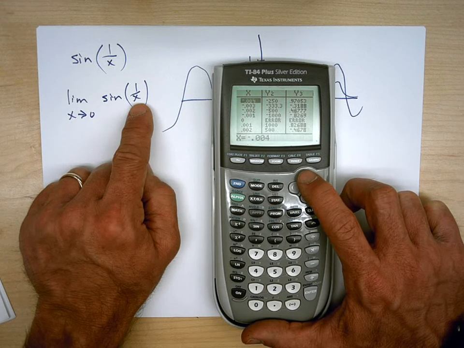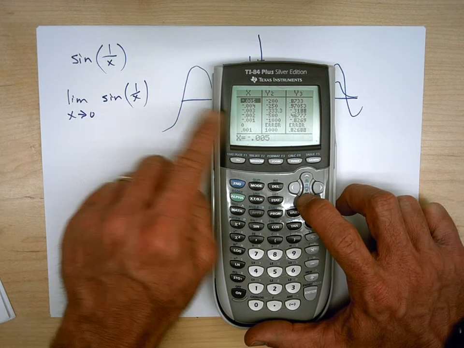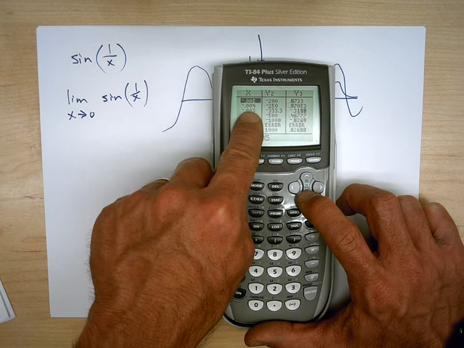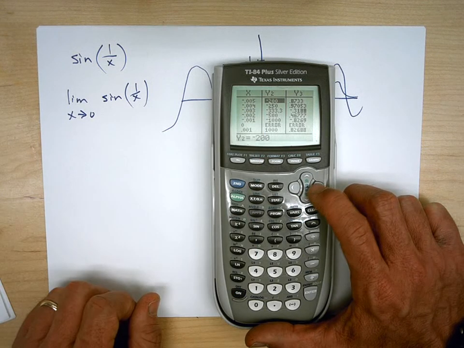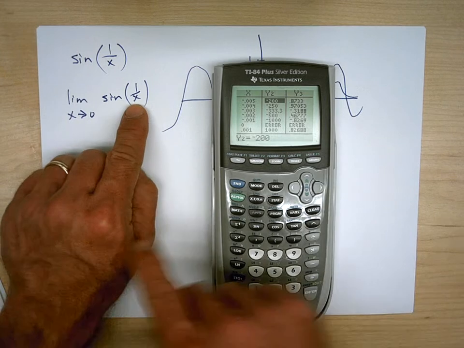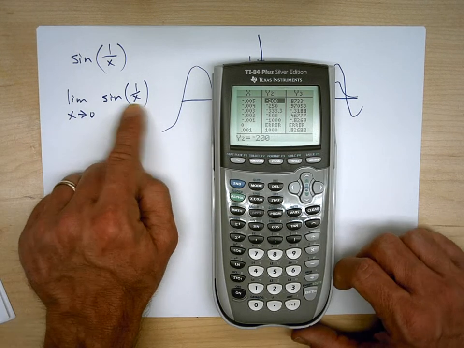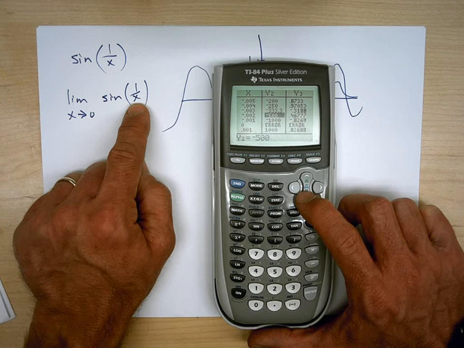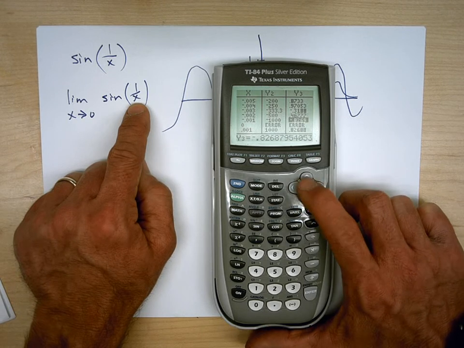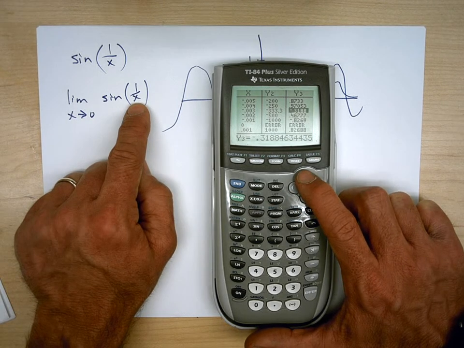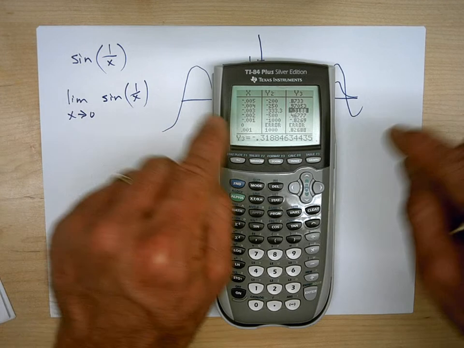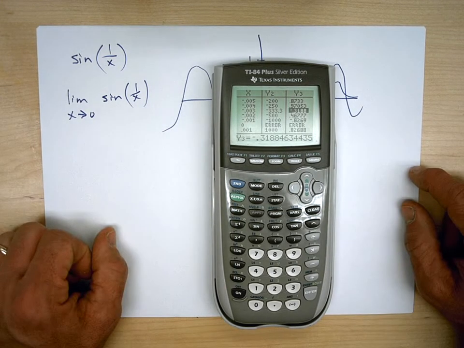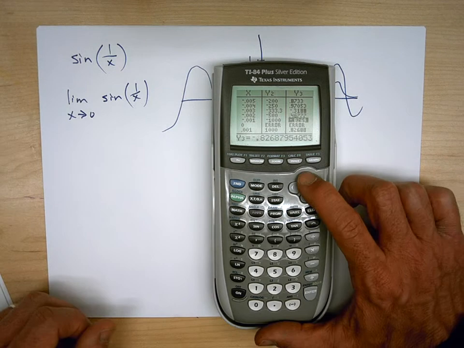The same type of thing is happening on the other side as we approach from the left, so negative 0.005, negative 0.004, and so on. What's inside of here, my argument, is sine of negative 200, sine of negative 250, sine of negative 333, and so on. So you're seeing some symmetry here because we're coming in at the same increment, and because sine is symmetric with respect to the y-axis. But you see this jumping around behavior here.